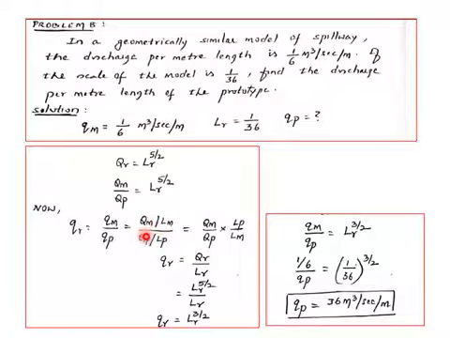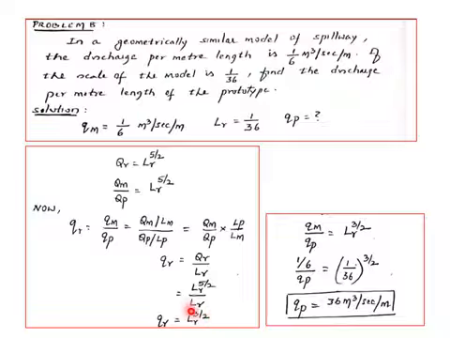Here Qm by Qp is the QR, and Lm by Lp is Lr. So the discharge per unit width ratio can be written as QR divided by Lm by Lp, which is Lr. What is QR? It is Lr to the power of 5 by 2, divided by Lr. Therefore it is Lr to the power of 3 by 2.